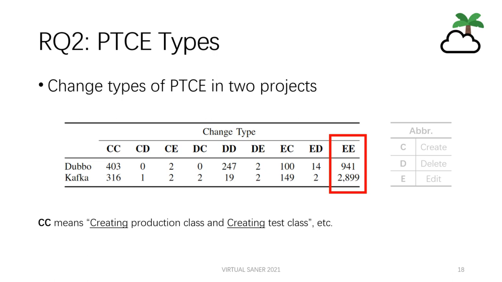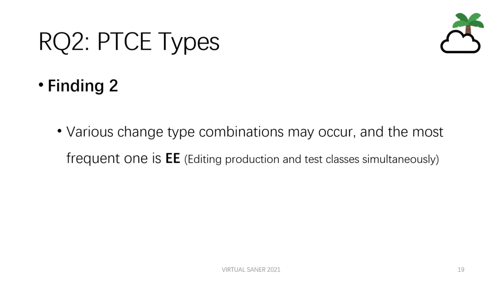This also fits our intuition, as most of the time developers are editing existing files rather than creating or deleting files. The same distribution is also presented in other projects. So we have Finding 2: various change type combinations may occur, but the most frequent one is editing the production class and editing the test class simultaneously.